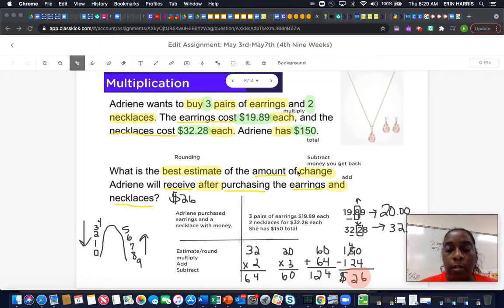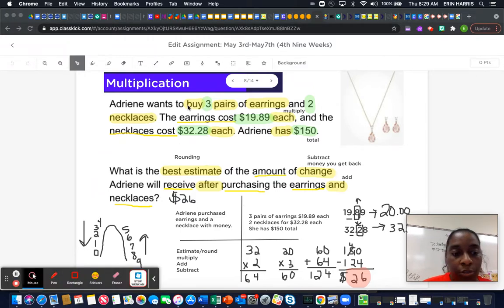Okay, so this problem is 5.3a, and this is an estimation problem. So for estimation, you can do estimation for addition, subtraction, multiplication, and division. Today we're going to be looking at multiplication.